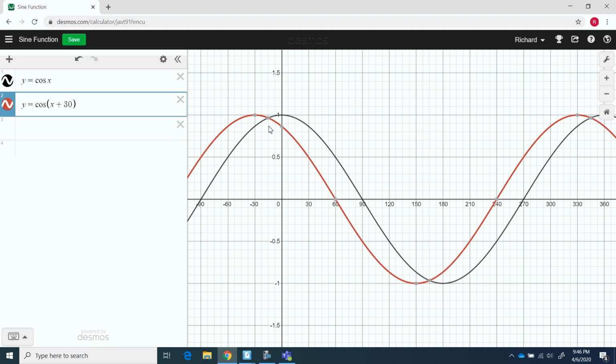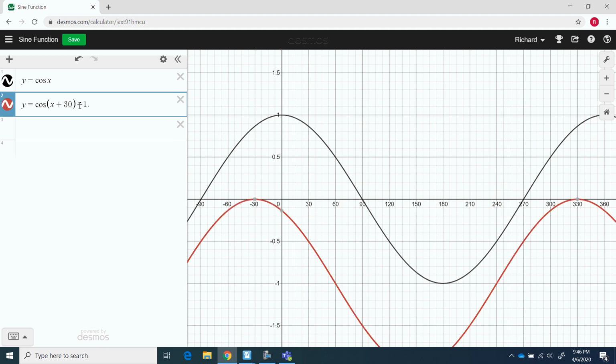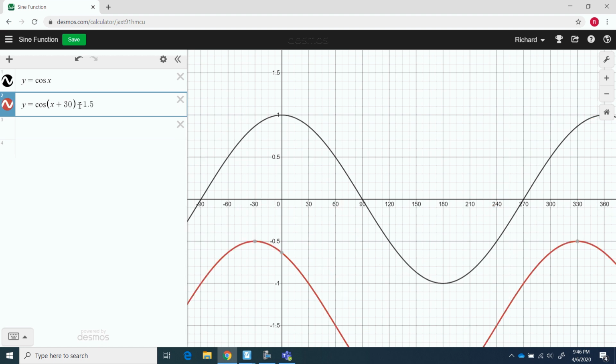And if I wanted to make it, let's say maybe that graph you can see there in red, say I'd like that graph to be moved down 1.5 units. So I'll just put subtract 1.5, and all of a sudden our wave has moved down vertically 1.5.